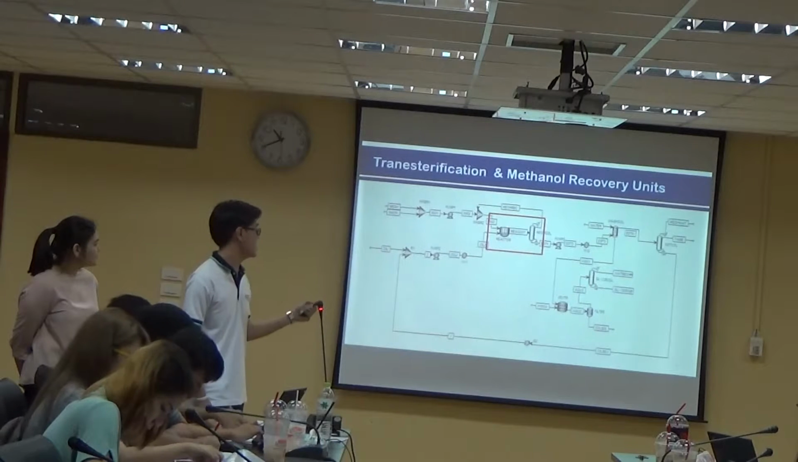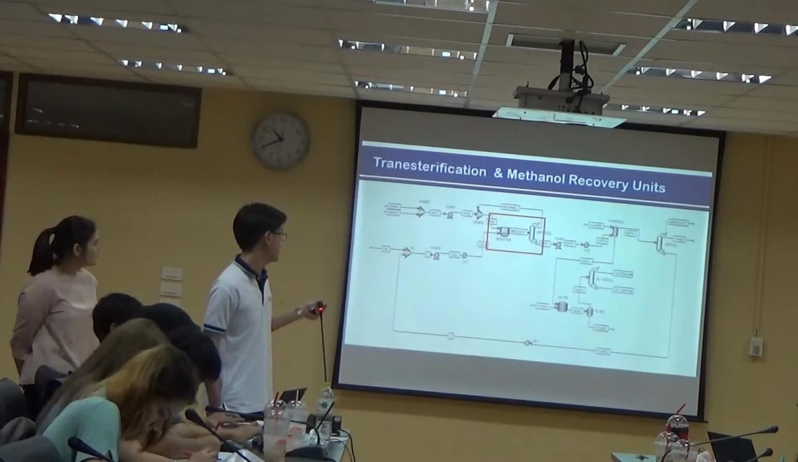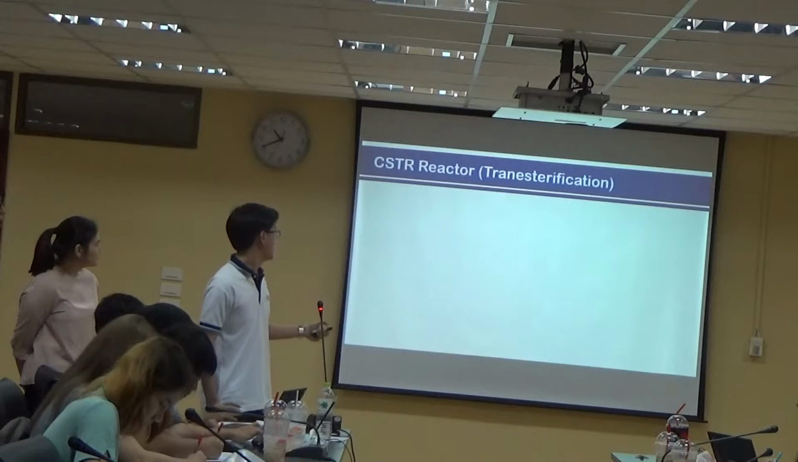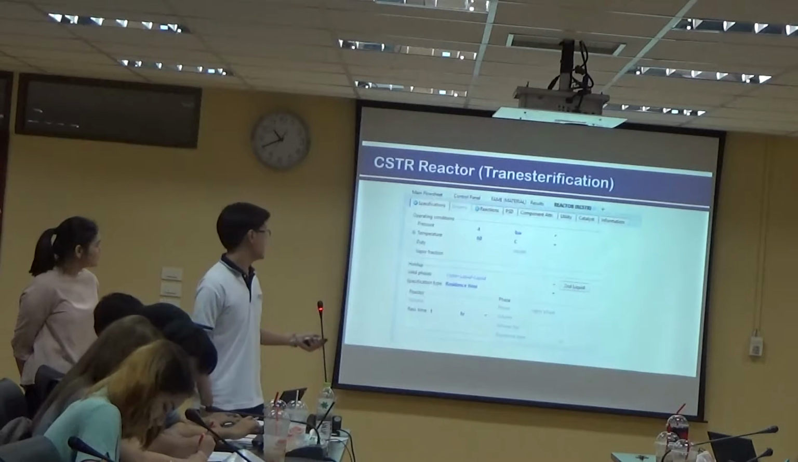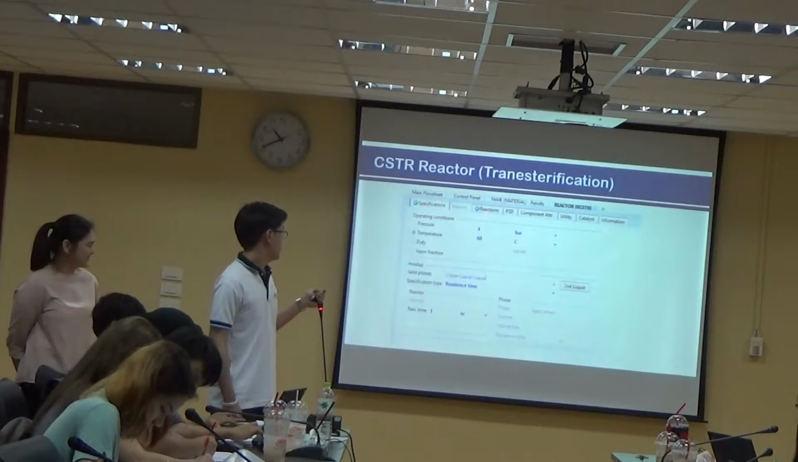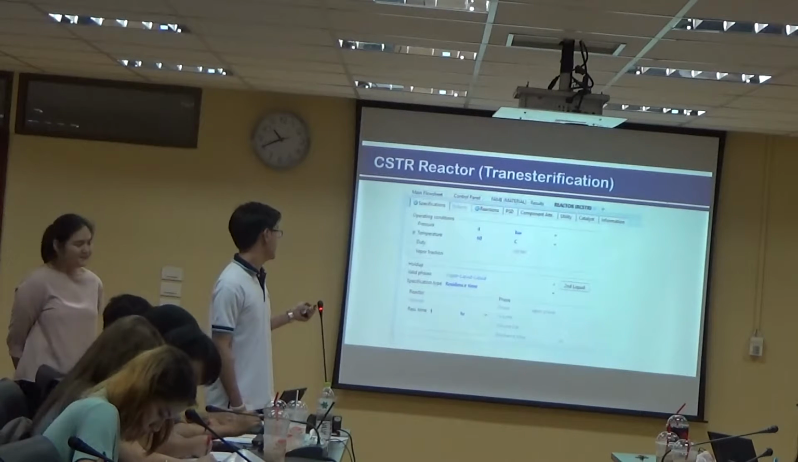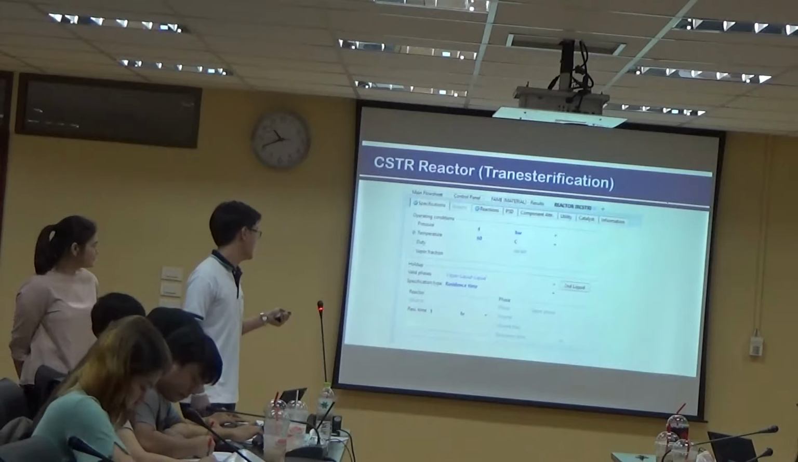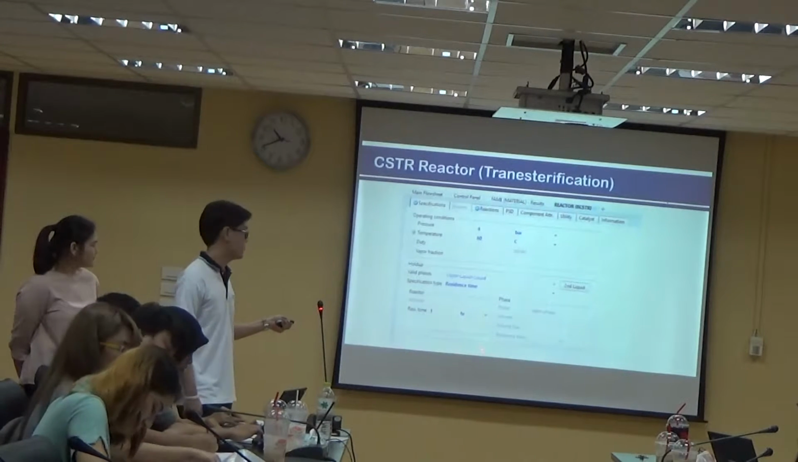Okay, let's look at each unit. For the transesterification and methanol recovery units, two of these. For the first, transesterification with the CSTR reactor is operated under 4 bar pressure at 60 degrees Celsius temperature, and the residence time is 1 hour.